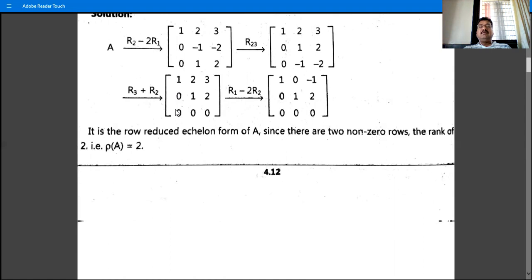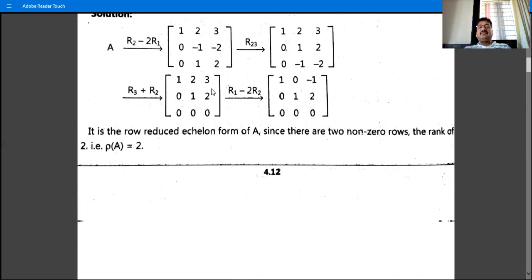So the column number 1 and column number 2 contain leading ones. If you observe the first column, other than this one, all the elements are 0. But in the second column, this element is not equal to 0. So we have to reduce this 2 to 0. So the operation is R1 minus 2 R2. So we have this matrix.